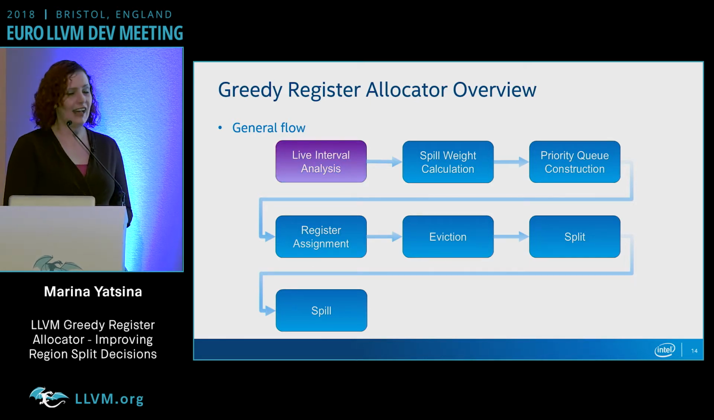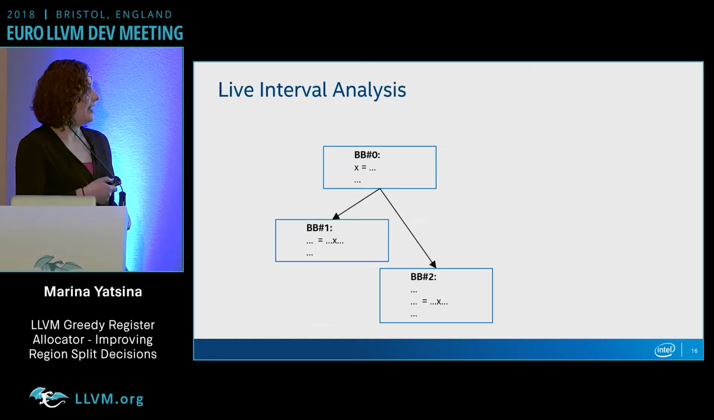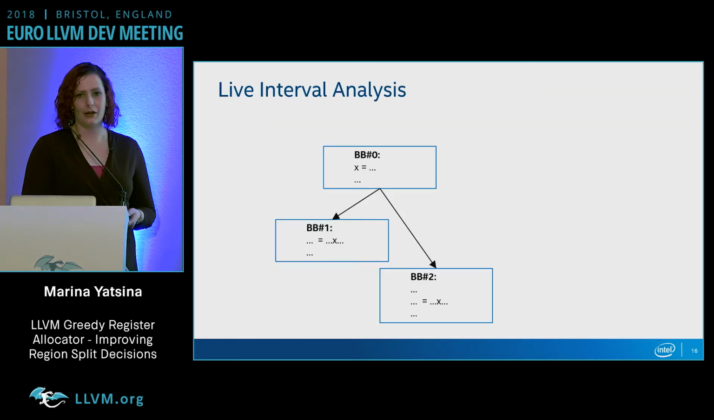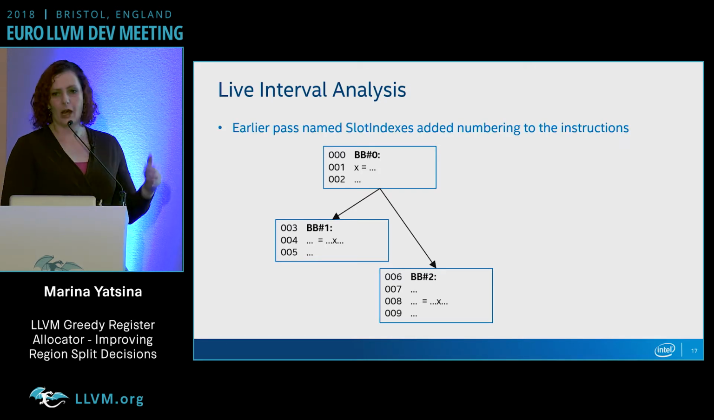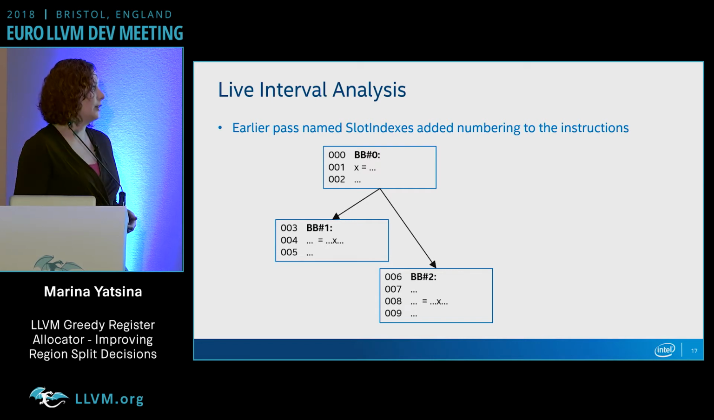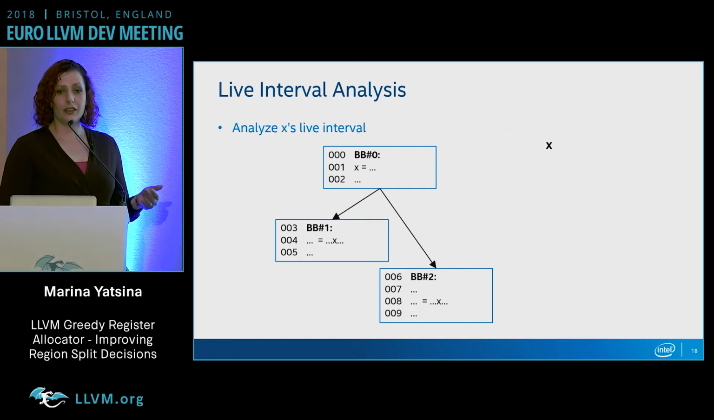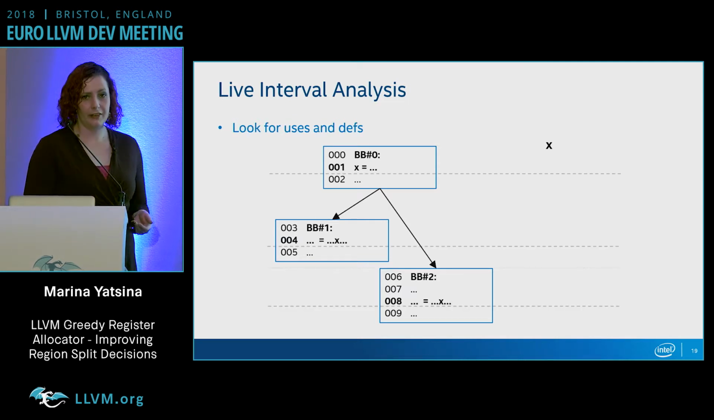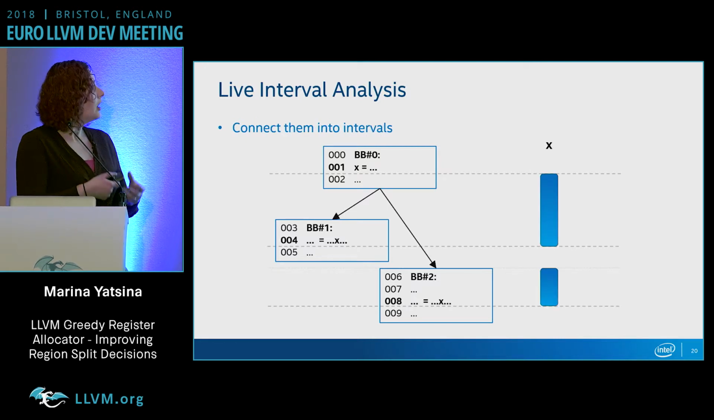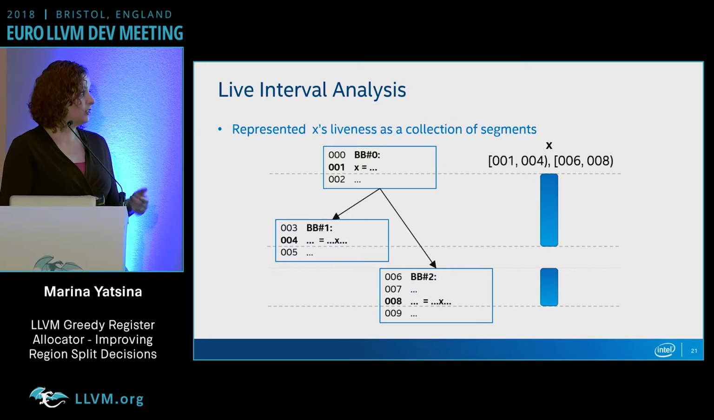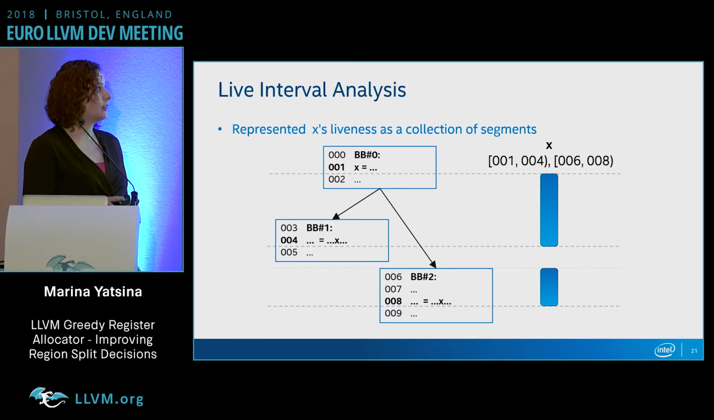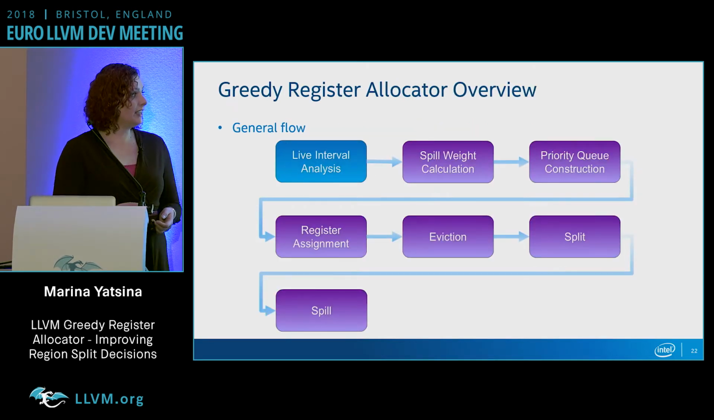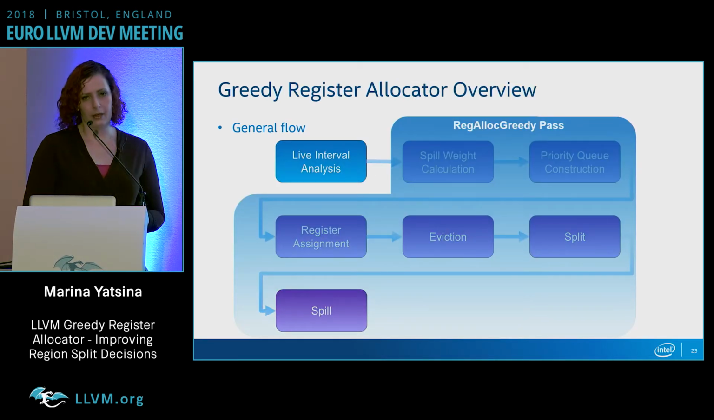Now, the live interval analysis is a standalone pass. And how it works is as follows. We have our CFG, control flow graph, and a previous pass, slot indexes, added numbering to each one of the instructions. And we have an interval X, and we're trying to analyze the liveness of X. So what we do is we look at the uses and deaths of X and try to connect them into intervals. And because each instruction has a number, we actually can represent the liveness of X by a collection of segments.